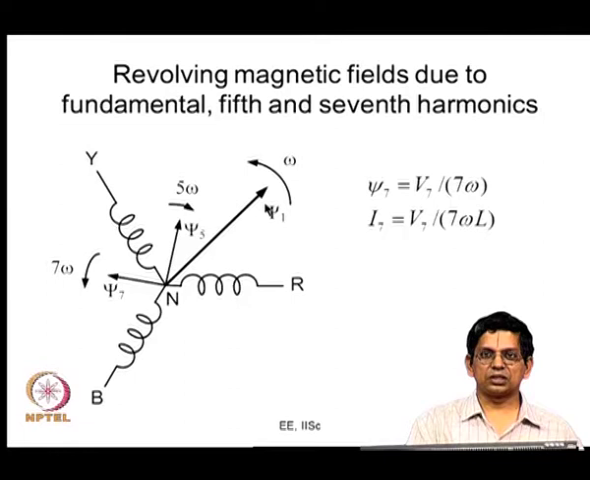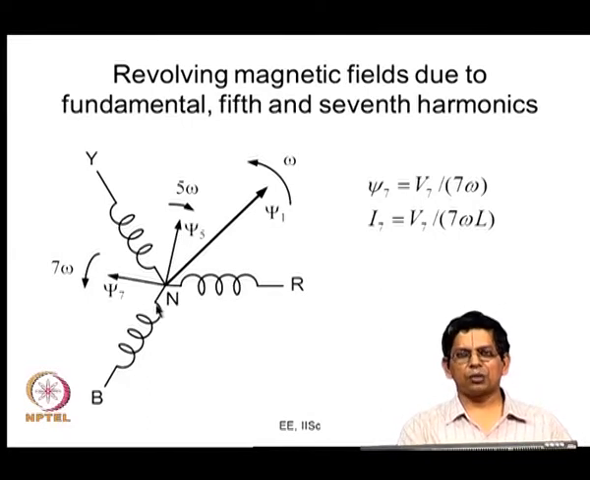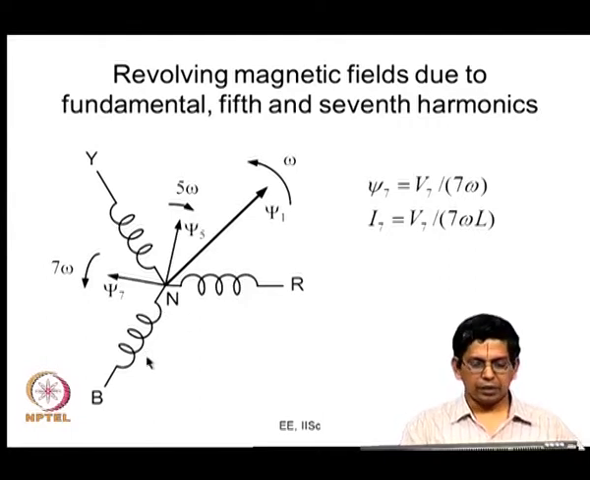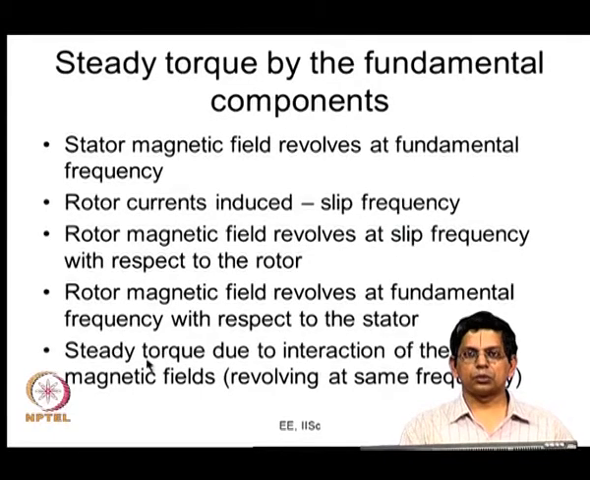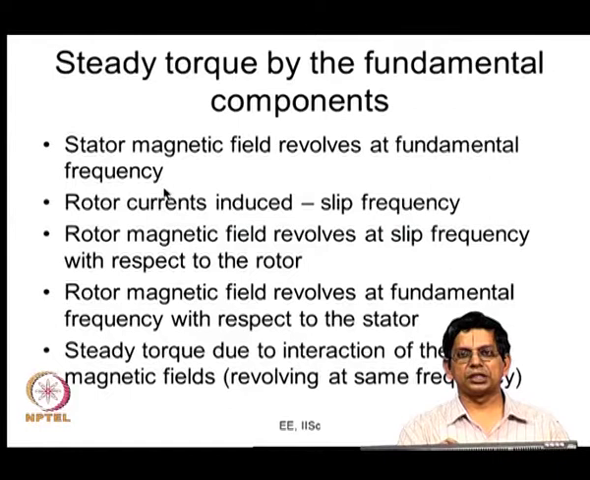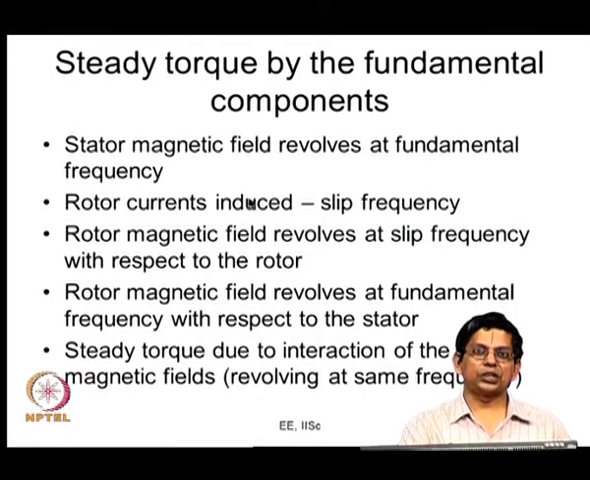So, what does it do? You can see this here, this is all illustrated. This is the flux vector produced by the fundamental, this is the fifth harmonic, this is the seventh harmonic. Similarly, every other harmonic component, 11, 13, 17, 19, would all produce magnetic fields, which we are not showing here. Alright. So, let us move on to the next part. So, what happens because of that? The stator magnetic field revolves at fundamental frequency; we are trying to look at the fundamental component alone, or simply the sinusoidal operation.